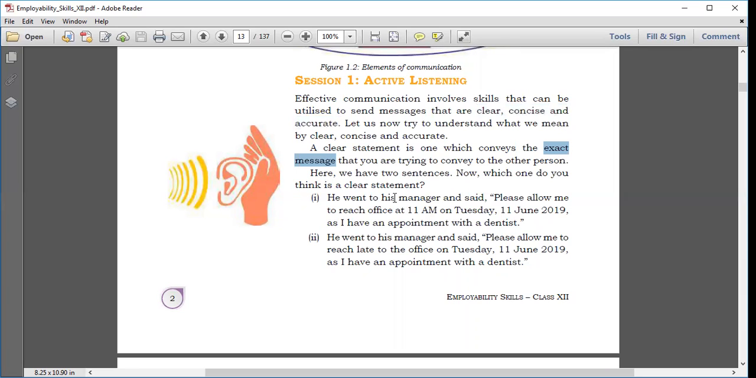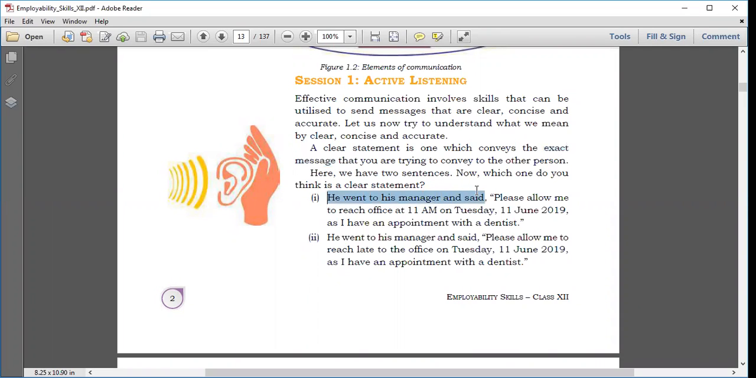ठीक है, कि exact message भेजना है, आपने बहुत ज़्यादा confusing message नहीं करना है, बहुत ज़्यादा detail में message नहीं भेजना, important things should be mentioned, right? Now, there are some examples given here. Like these are two statements.